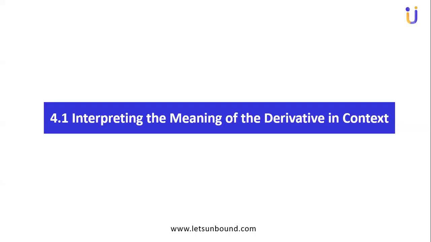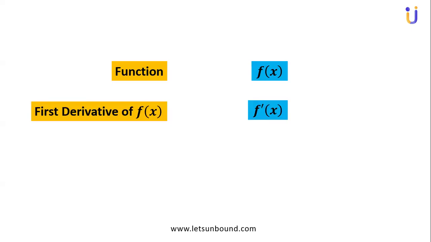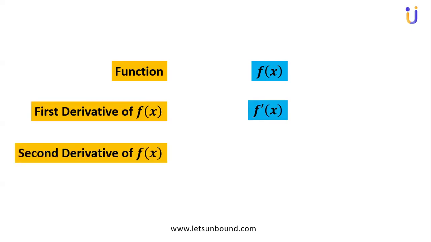The first subunit is interpreting the meaning of the derivative in context. A basic prerequisite is this: if your function is f of x, the first derivative is denoted by f dash of x and the second derivative is f double dash of x. We will deal with these things, and we have to learn some techniques for how to interpret them. That's all about it. Now let's have a general view of physical context.